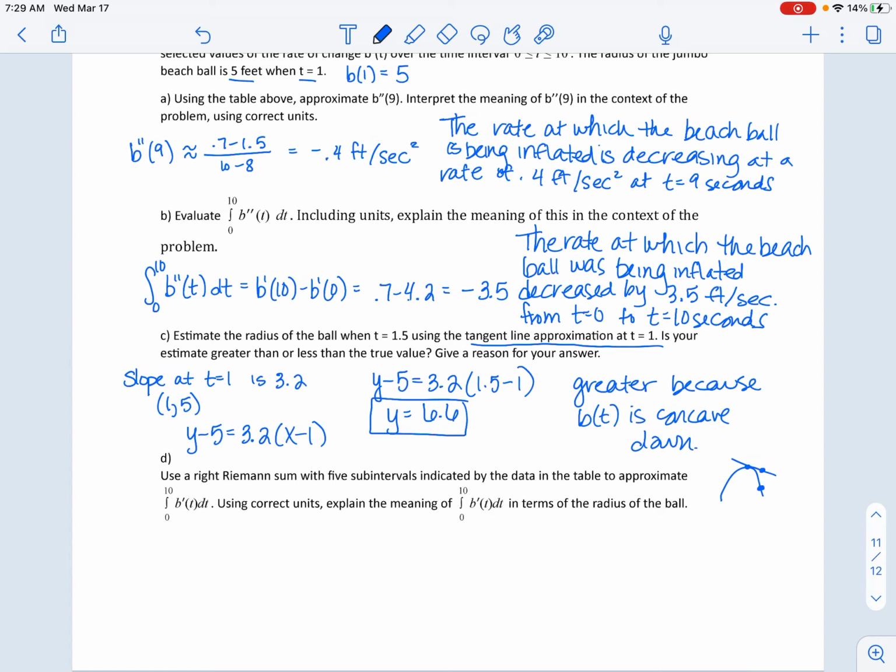Okay, part D, use a right Riemann sum with 5 sub-intervals to estimate or approximate the integral from 0 to 10 of B prime of t dt.